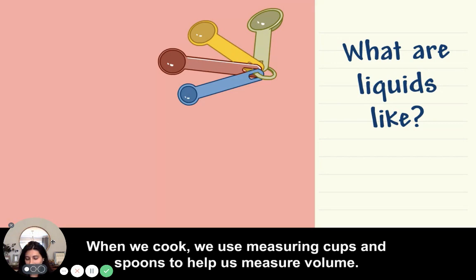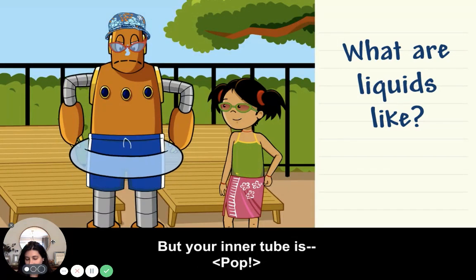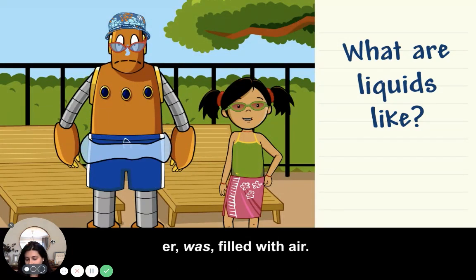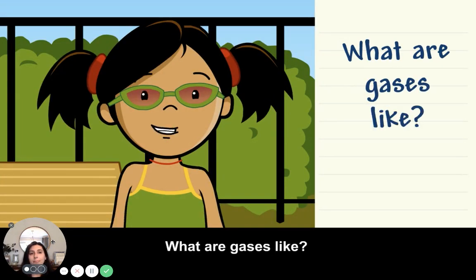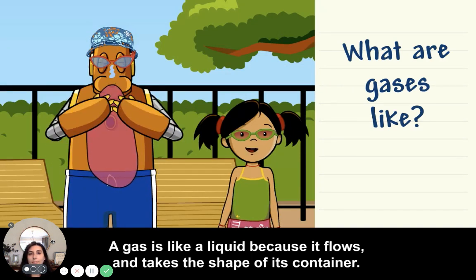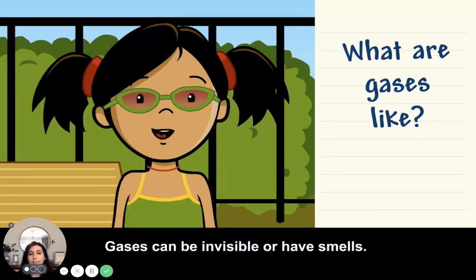When we cook, we use measuring cups and spoons to help us measure volume. But your inner tube was filled with air. What are gases like? A gas is like a liquid because it flows and takes the shape of its container. Gases can be invisible or have smells.